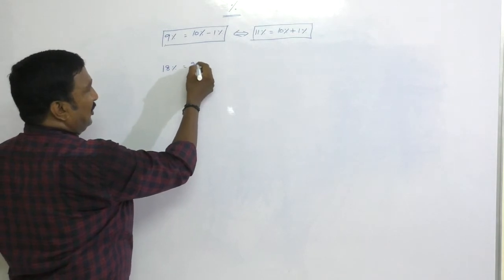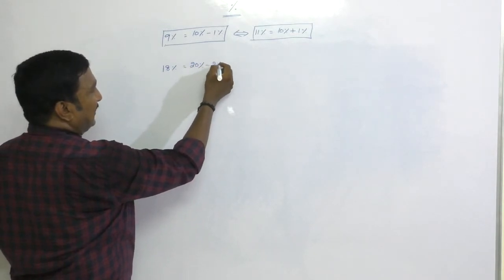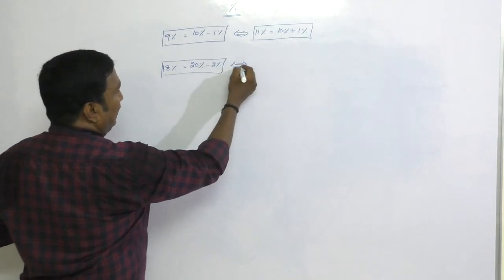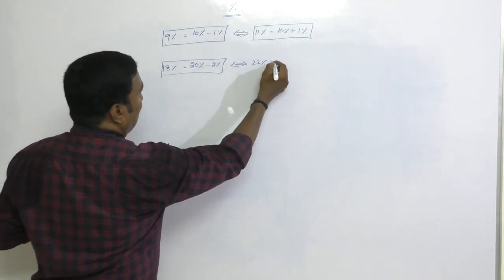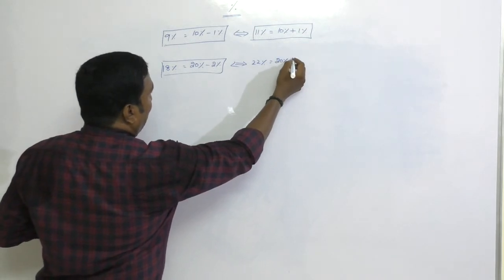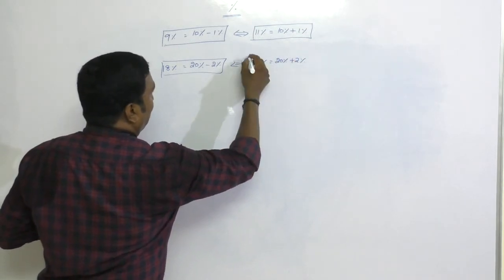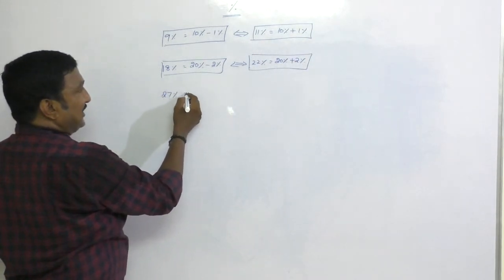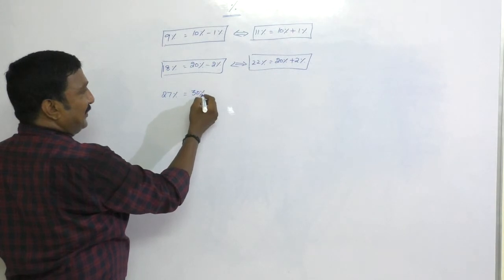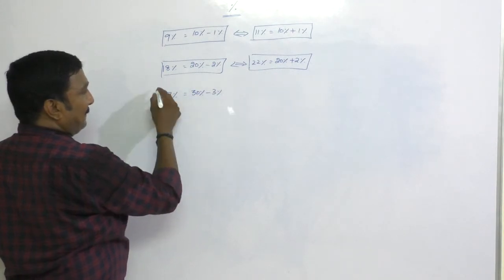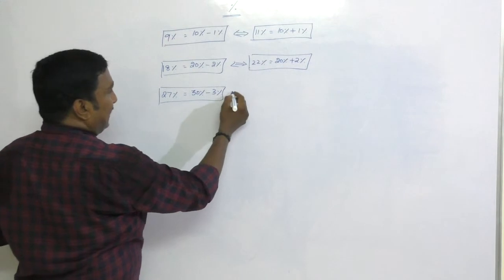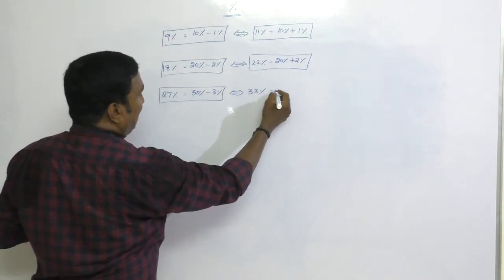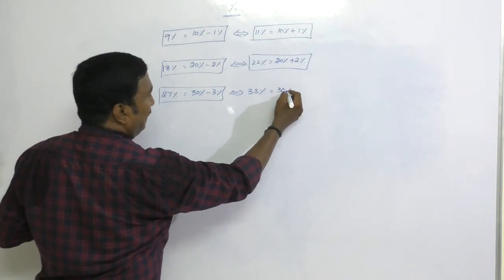18% can be calculated as 20% minus 2%. Similarly, 22% can be calculated as 20% plus 2%. Similarly, 27% can be calculated as 30% minus 3%. Similarly, 33% can be written as 30% plus 3%.